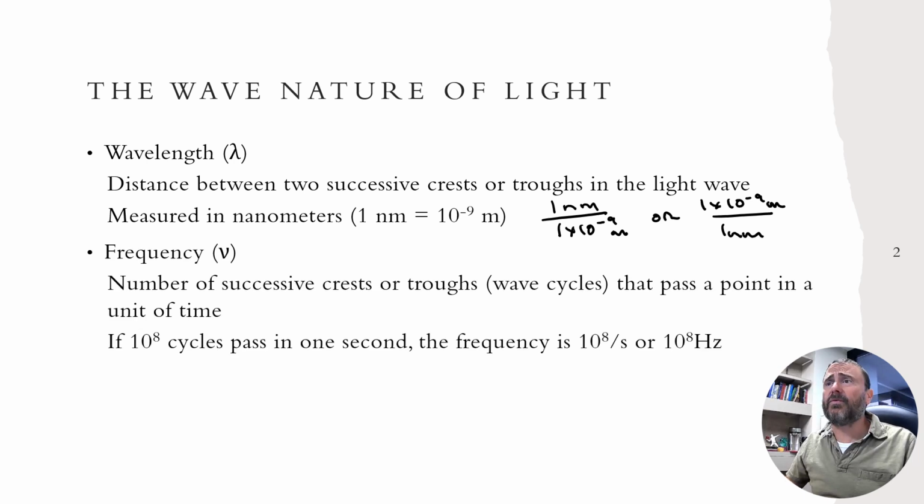The other thing is that we are going to be looking at frequency. Frequency is the number of successive crests or troughs that pass through a point in a unit of time. And so really what that means is how fast up and down our wave of light is moving.